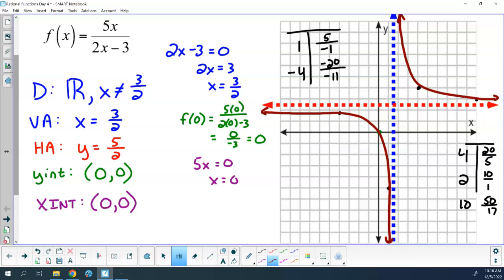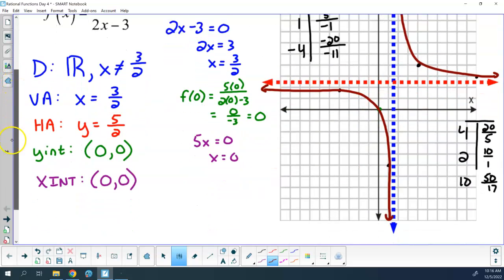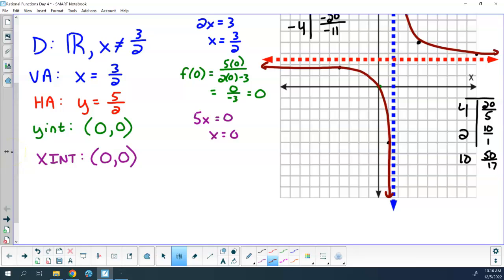Then the second part of this one said, find the asymptote and end behaviors. So which one do you want to do first, end or asymptote? Asymptote first, and so my asymptote behaviors would be as x approaches 3 halves from the right. What's my function doing? So the right side of the blue line, what's my function doing? Going to positive infinity.